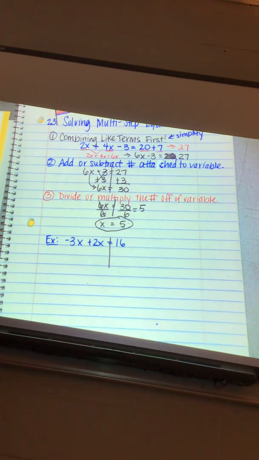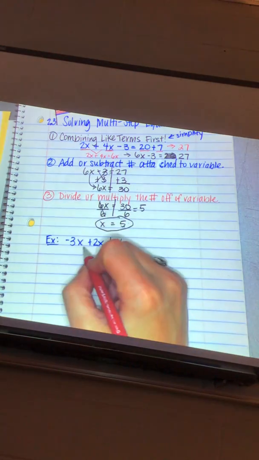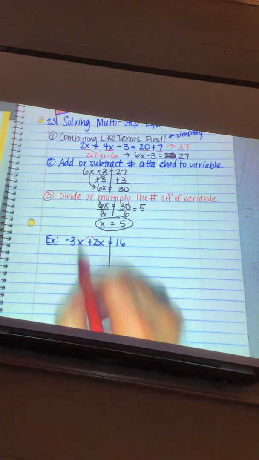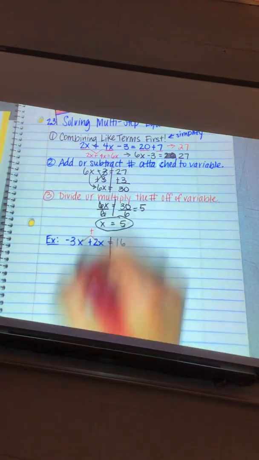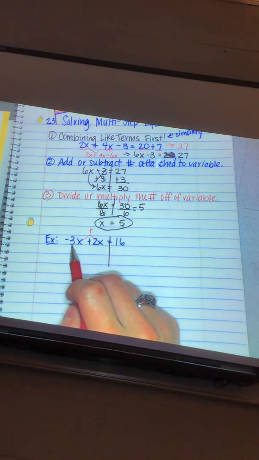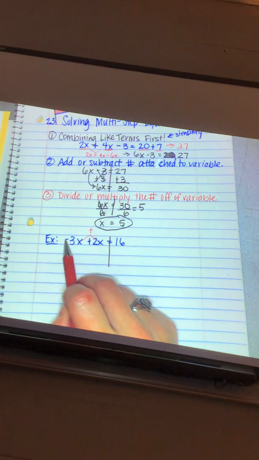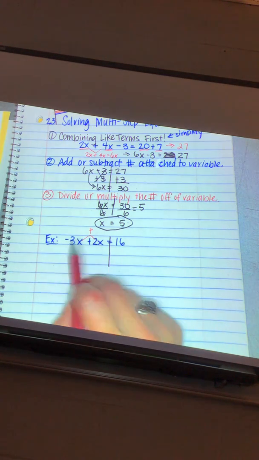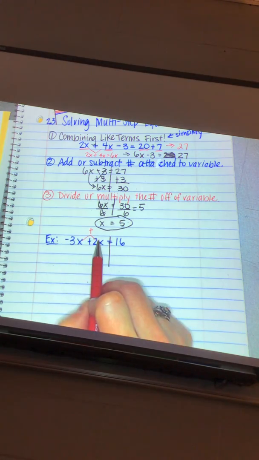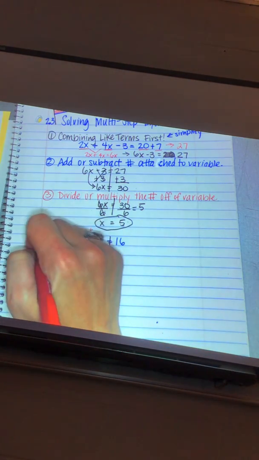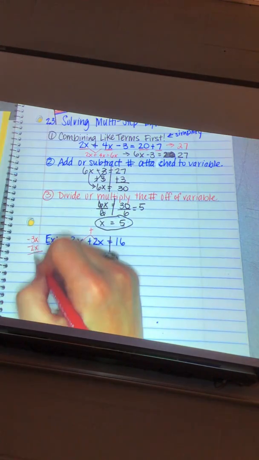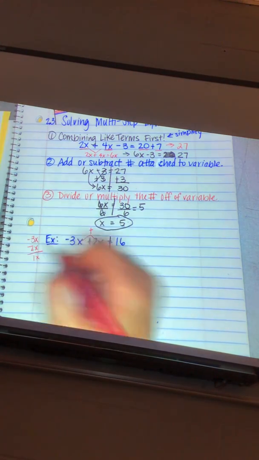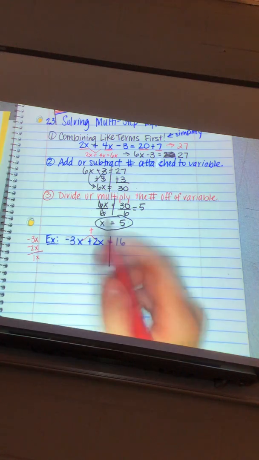We are going to combine these. I hope you saw that. The negative 3x and the 2x. We're going to add those together. When we add a negative 3x and a 2x, we have two different signs. Remember our addition signs. Same signs, add and keep. Different signs, subtract. So over here, we're going to subtract 3x minus 2x. You just get a 1x. The sign of the larger number is that 3, so it's going to be a negative 1x.